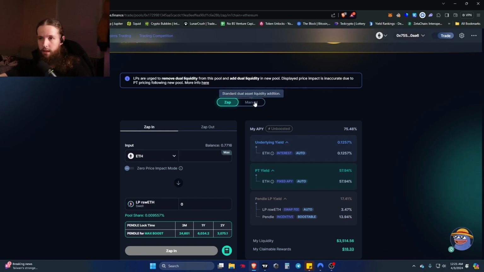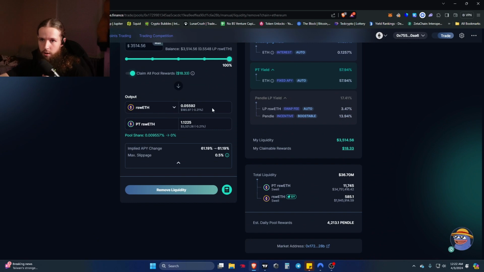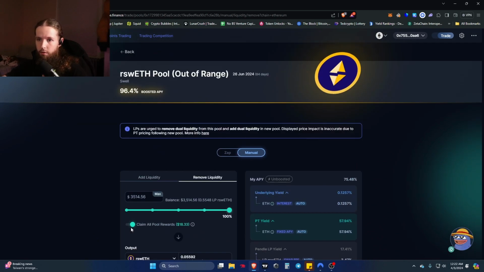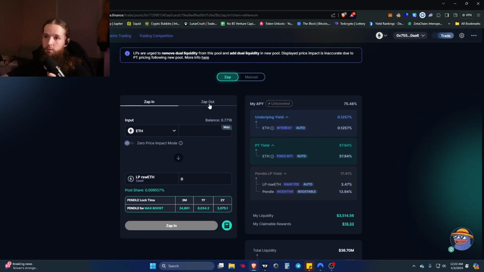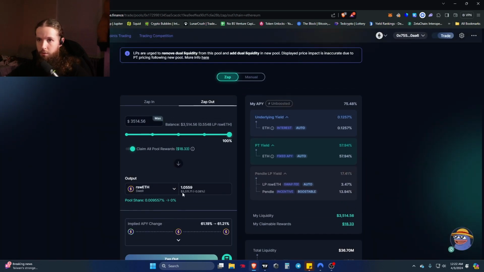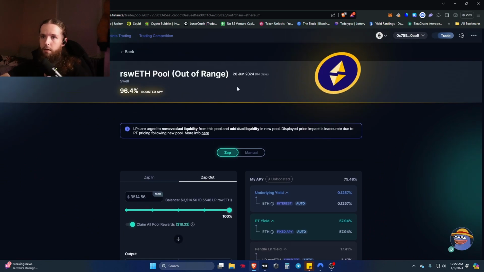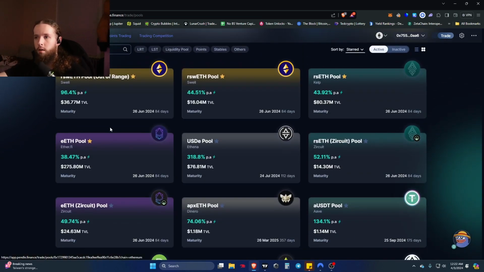But if you wanted to get out of a pool that you were in, you would just go to remove liquidity and you would remove RSW ETH and PT RSW ETH. And you can also claim your rewards in the exact same transaction to save on gas fees. But if you were to zap out, you would actually wind up losing because if you see here, let's say I want to zap out into RSW ETH, I'm only going to get 1.05 RSW ETH. So that's not the way that you want to get out of the out of range pools if you were in one and you decided you wanted to get out. But as you can see, like I said, there's a lot of different liquid restaking token pools.